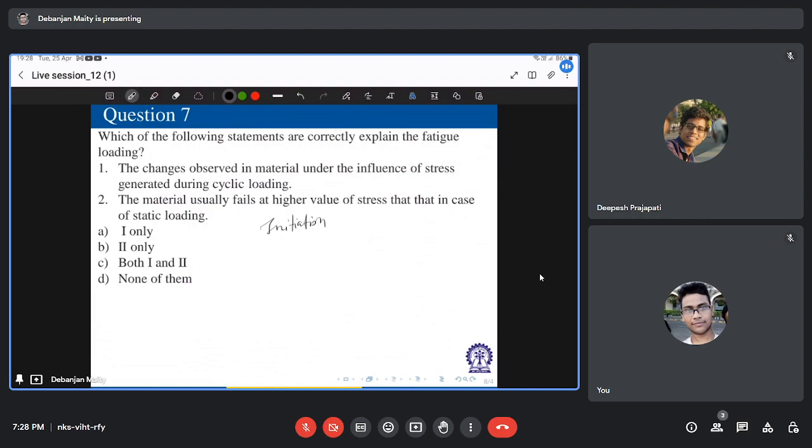When these micro cracks are formed at the surface, it is subject to the condition when the stresses are highest at the surfaces, right? And if you have surfaces where the chances of these micro cracks are maximum, then failure will happen, right? So this initiation of cracks is thought to be because of stress cycling.